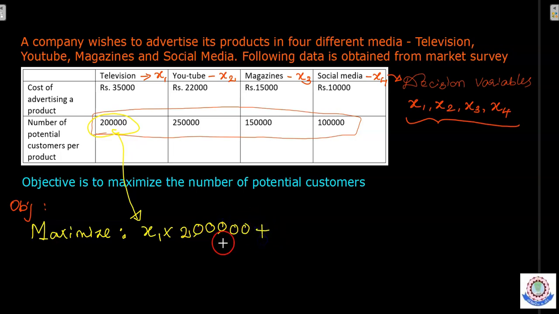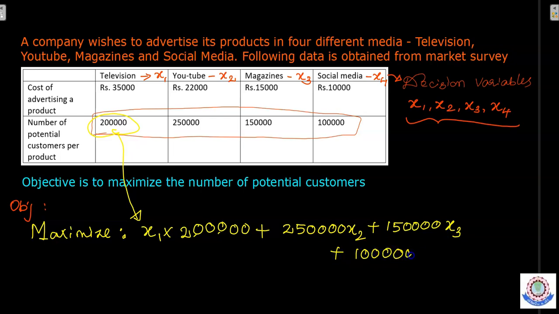Similarly, we can have the total number of potential customers in all the 4 media. We can have an expression like 2 lakh into x1 plus 2,50,000 into x2 plus 1,50,000 into x3 plus 1,00,000 x4. This will be our objective function, and we want to maximize the reach of potential customers. So this will be my equation. This is the objective we want to focus on in this problem.